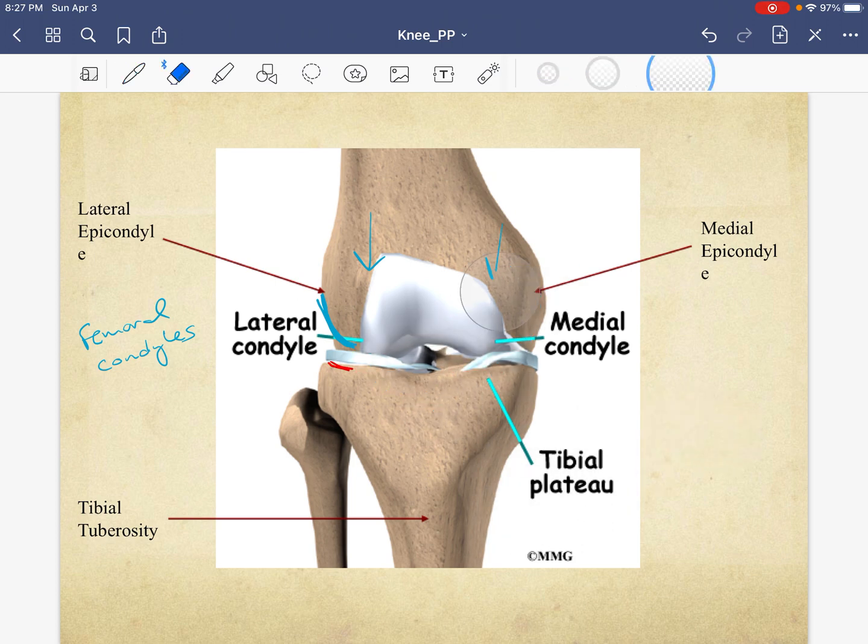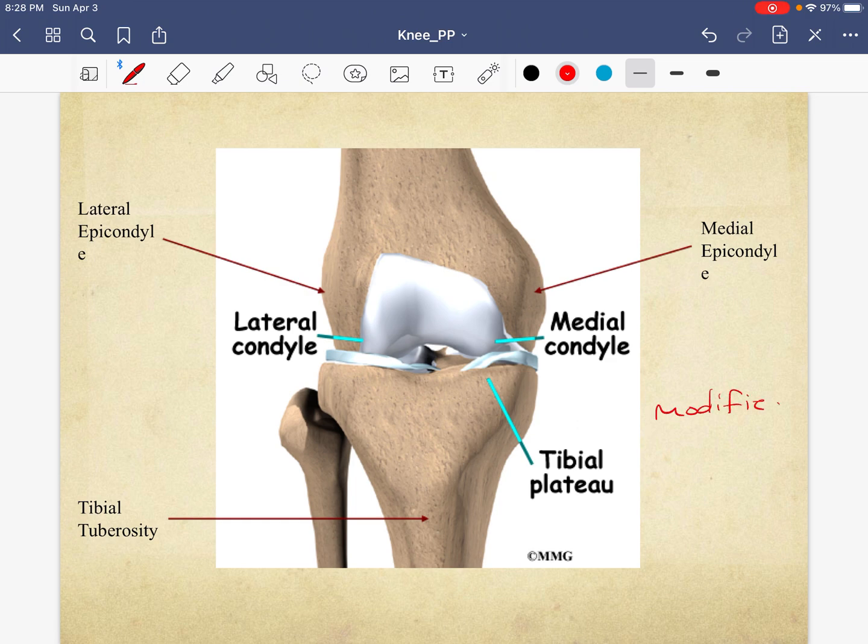But we don't need to get that specific. So we're going to be a little bit more simplistic, and the type of joint is a modified hinge. So it's a synovial joint. More specifically, it is a modified hinge synovial joint.